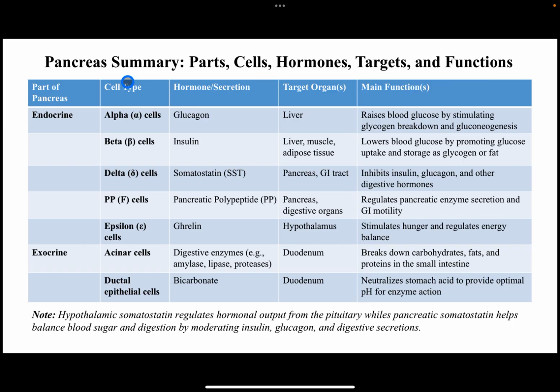Is that okay? Great. Now, there's a summary table showing the parts of the pancreas, specifically the distribution of the cells, the various cell types, the hormones they secrete, and their functions. We've done all these before. So the alpha cell secretes glucagon.